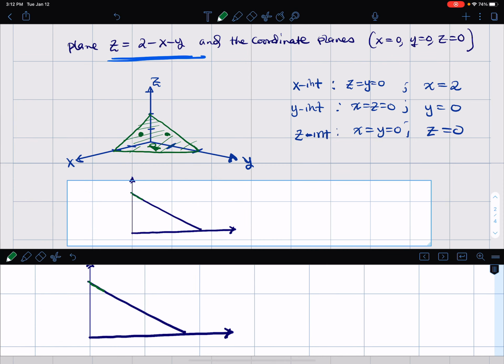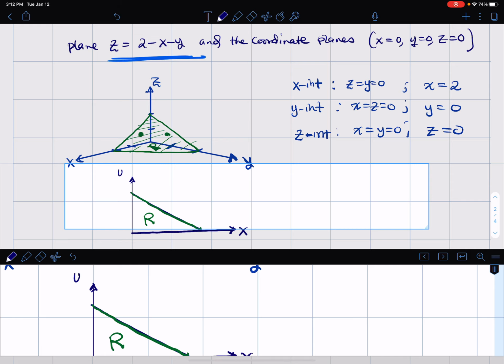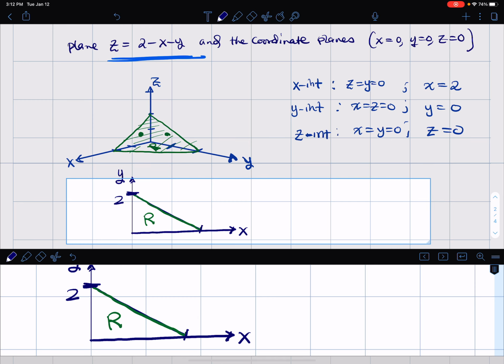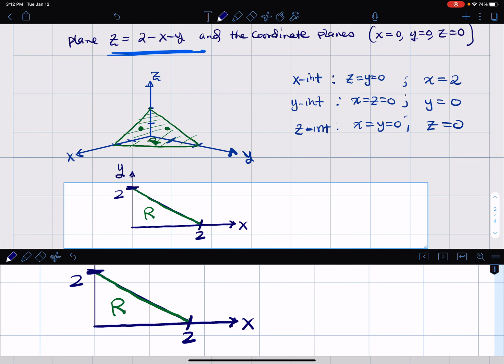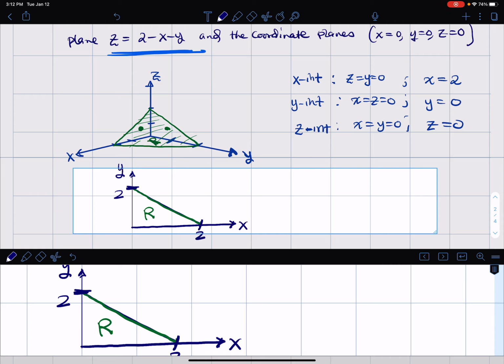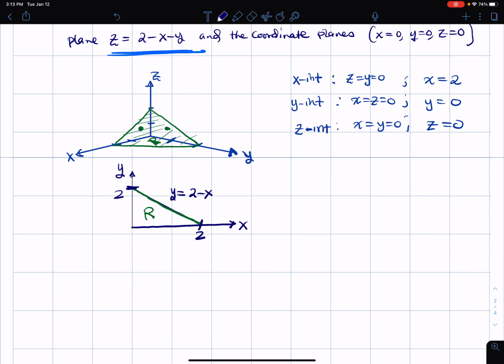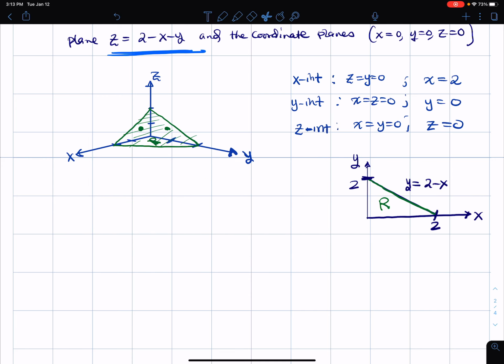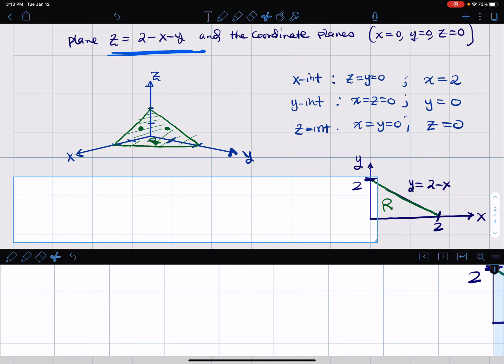I drew it in green, so let me make it green here. This R region, right? So this is our x-axis, this is our y-axis. Okay. The y-intercept is 2. Another, the x-intercept is 2. So what's the slope? You can find the slope, right? The slope is negative 1, right? That's quite easy to find. So this function is actually y equals 2 minus x. You can check it. All right. I'm going to put it by the side over here. So we have our region of integration.